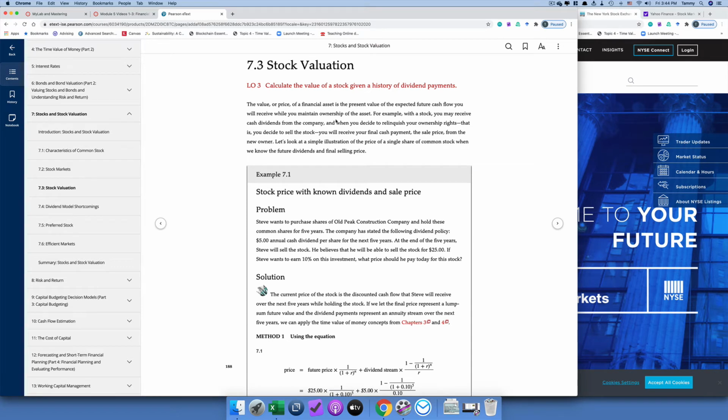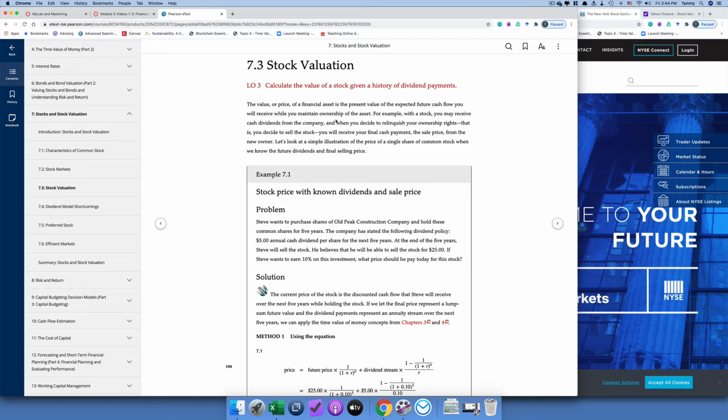With a stock, not only do you not know what the dividends are going to be, I mean, a lot of companies do try to be really consistent with their dividends, but you don't know what the ending price of the stock is going to be, what the future value is going to be. So these stock valuation models are of extremely limited utility.